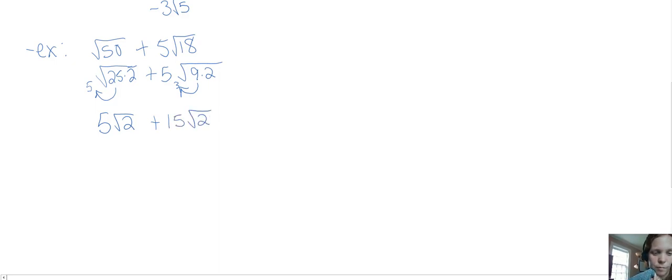So now that they're simplified as much as they can be, I do have like terms, so I can combine these. 15 plus 5 is 20. So combine to 20 square root 2. Let's do one with x's.